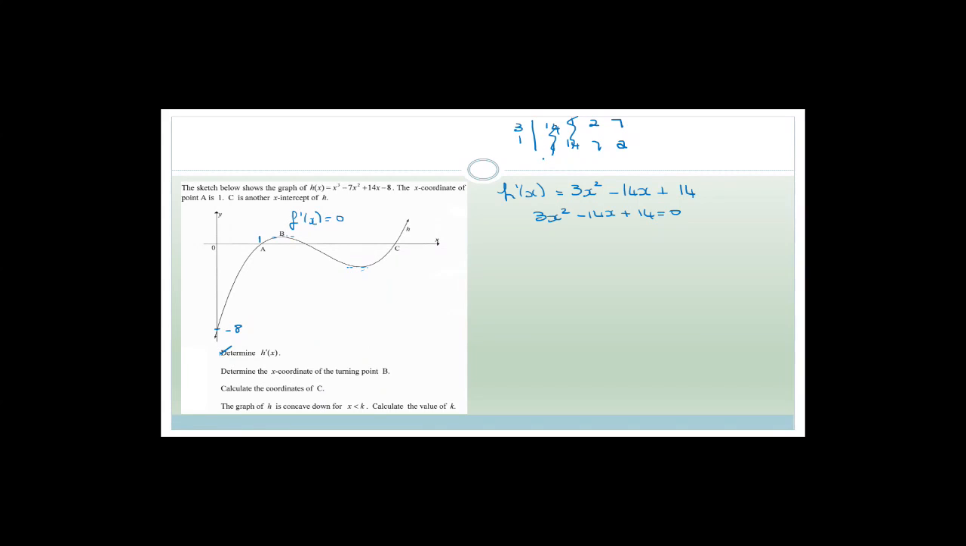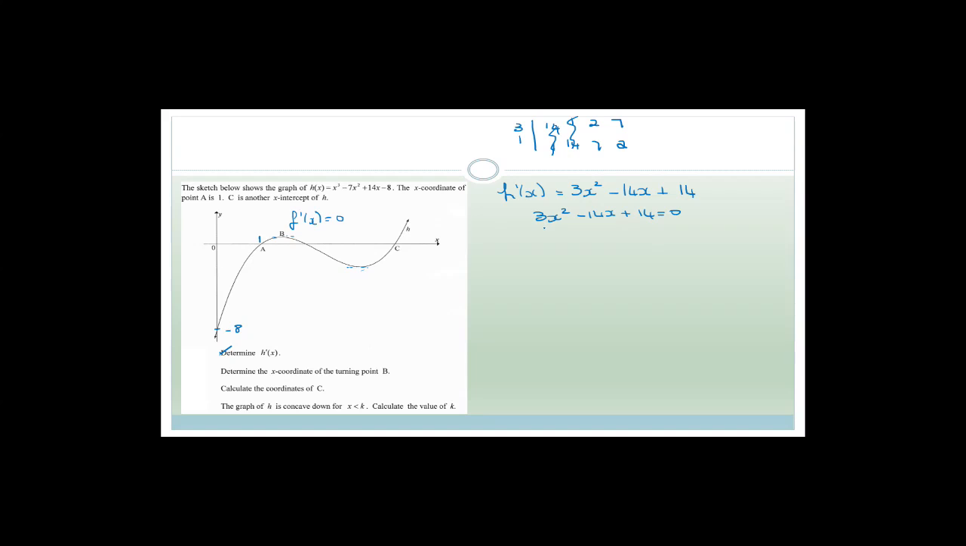You know what? This doesn't actually work. Am I right about this? This becomes 3x squared minus 14x plus 14. That's perfectly correct. And then it says determine the x coordinate of the turning point at B. And we're going to find f dash of x is 0. So we've got 3x squared minus 14x plus 14 equals 0.